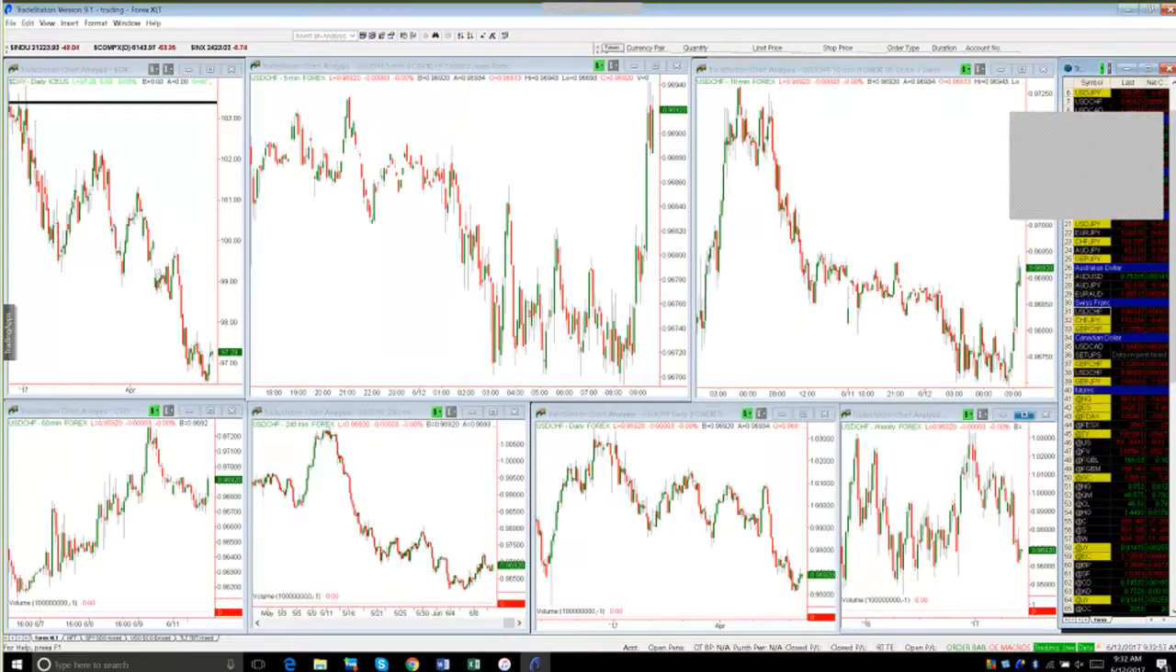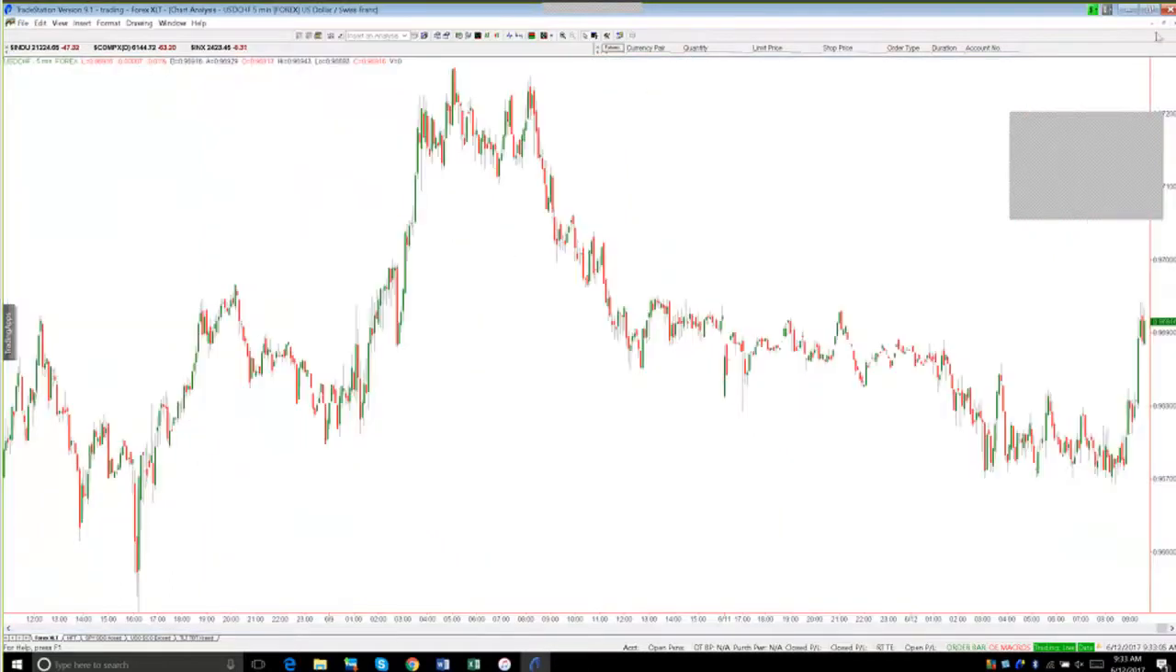Here's the dollar Swiss. And I don't think I had much here other than there's a little day trading opportunity. I have it on my list. Pop this thing up, okay.